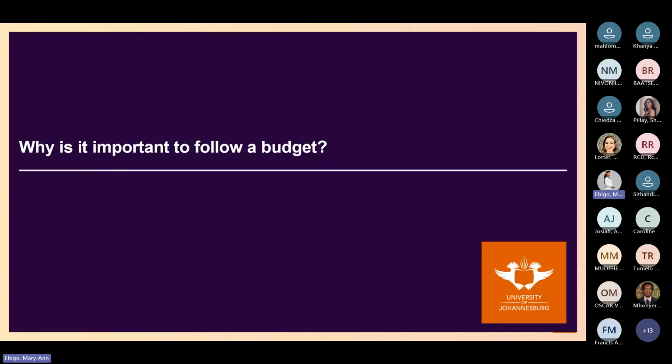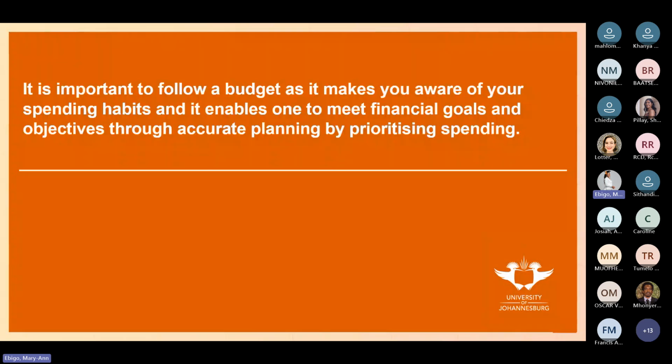Why is it important to follow a budget? It is important to follow a budget as it makes you aware of your spending habits and it enables one to meet financial goals and objectives through accurate planning by prioritizing spending. So remember, when you're budgeting, it's important to have a priority list. Priority list in the sense that some expenses are more important than others. So your rental payment will be more important than your entertainment expenditure.